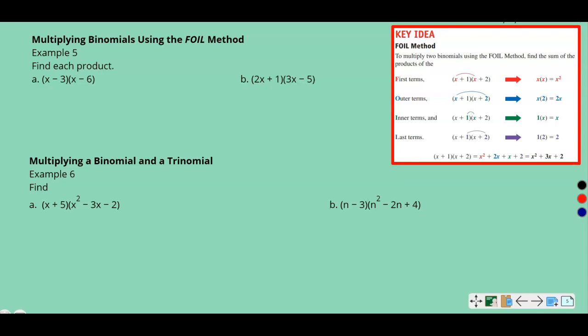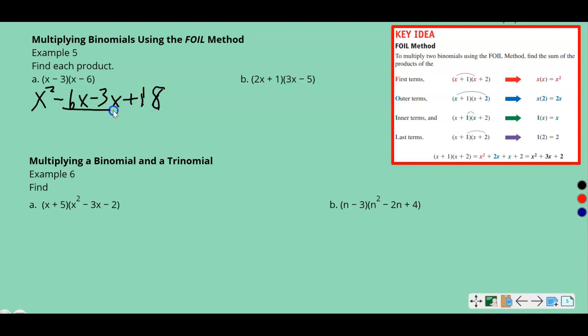So my first terms, I multiply my two first terms together. x times x is x squared. And then I multiply my outer terms together. So my x and my -6, that's -6x. And then my two inside or inner terms, -3 times x is -3x. And then my two last terms, -3 times -6, two negatives make a positive 18.